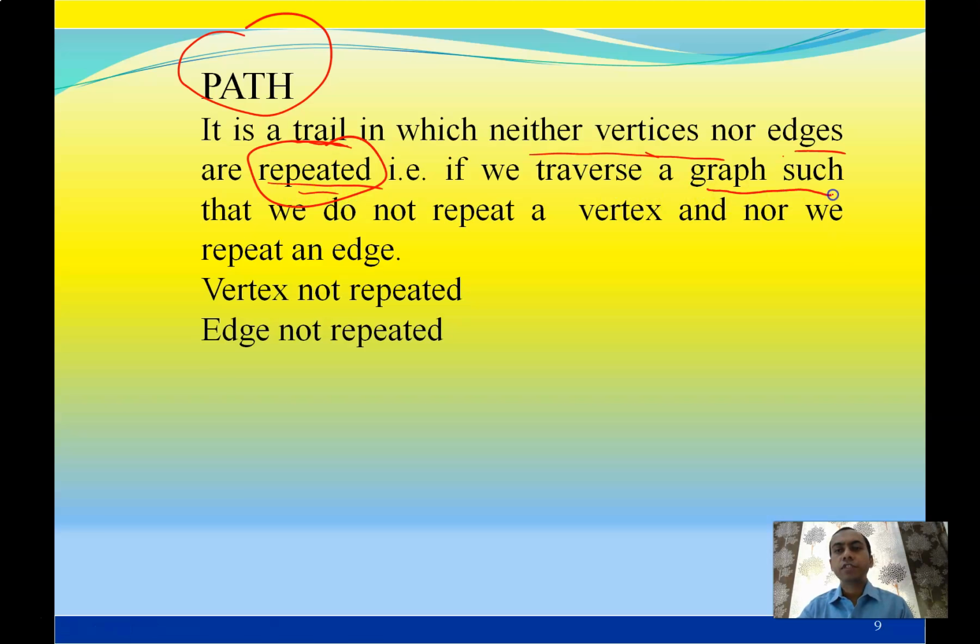If we traverse a graph such that we do not repeat a vertex, and nor do we repeat an edge, vertex or edge should not be repeated, then it is called a path. Example: vertex not repeated, edge not repeated.